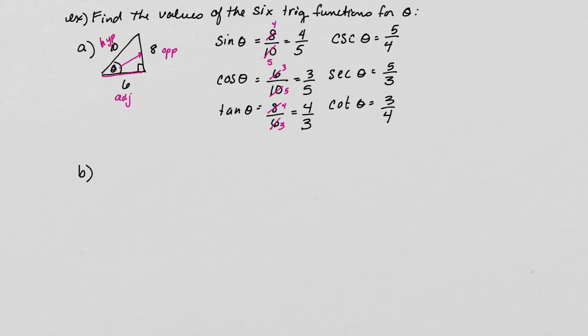So B. This is theta, this is 17, this is 15. Okay, so in this problem here, 17 and 15, this is what they gave me.